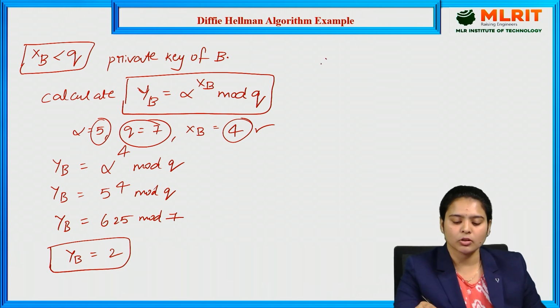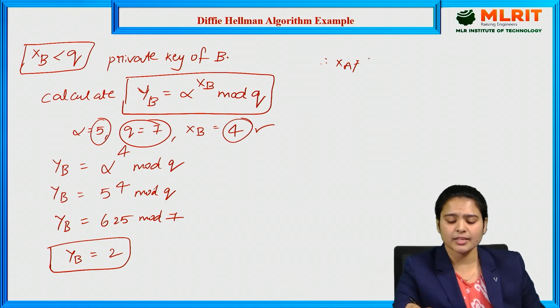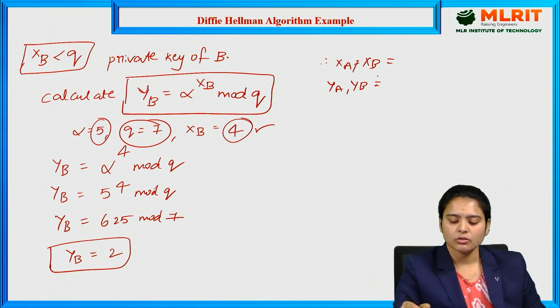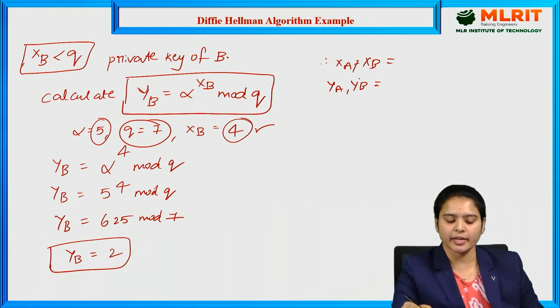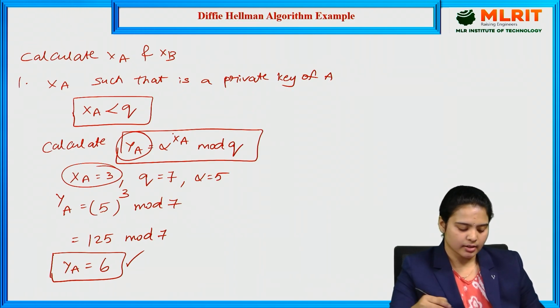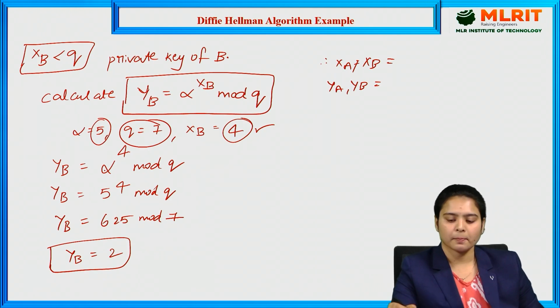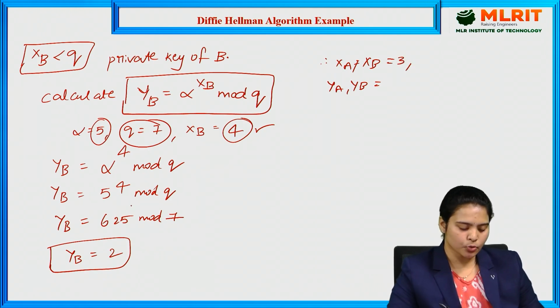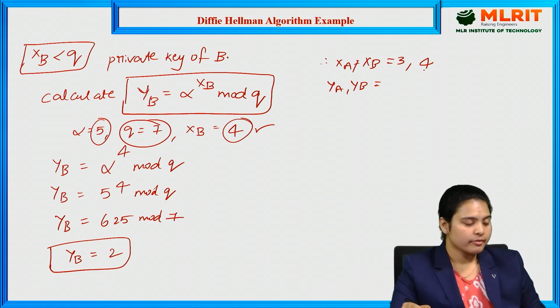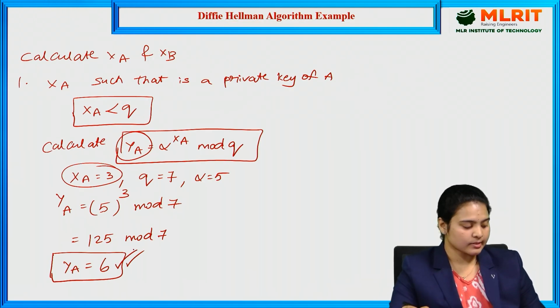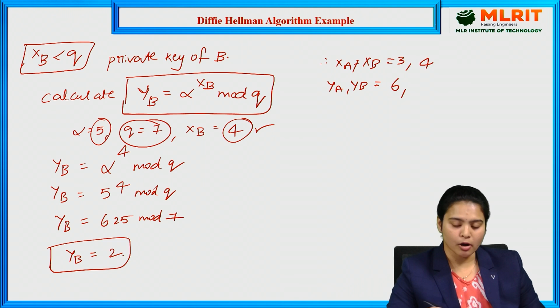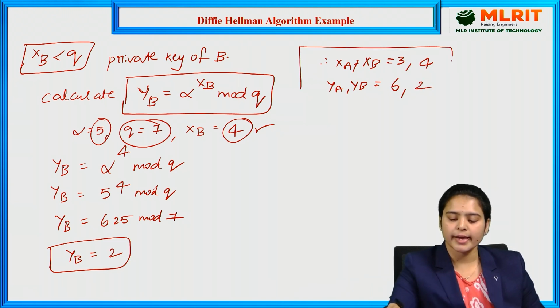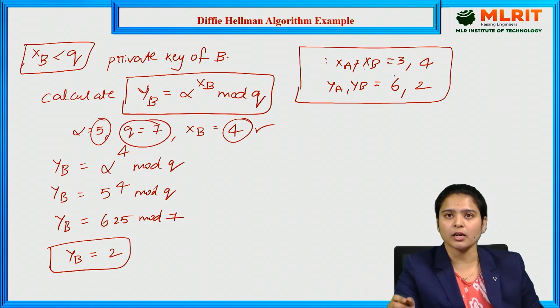So we got XA, XB and YA, YB. We got the 4 values: XA is 3, XB is 4, YA is 6, YB is 2. So we got XA, XB, YA, YB as 3, 4 and 6, 2.